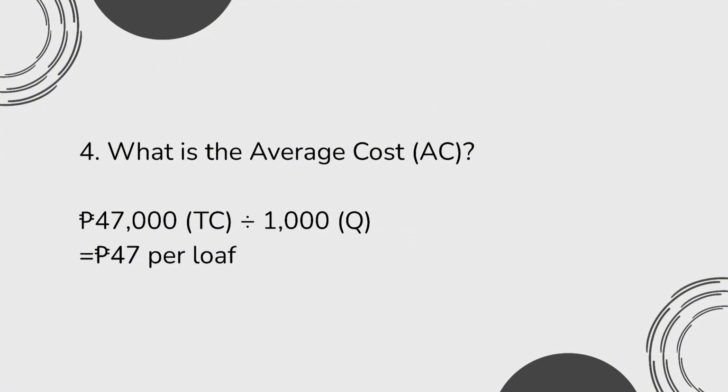Number 4. What is the average cost or AC? Average cost equals total cost divided by number of loaves. 47,000 pesos divided by 1,000 for quantity. The average cost is 47 pesos per loaf.